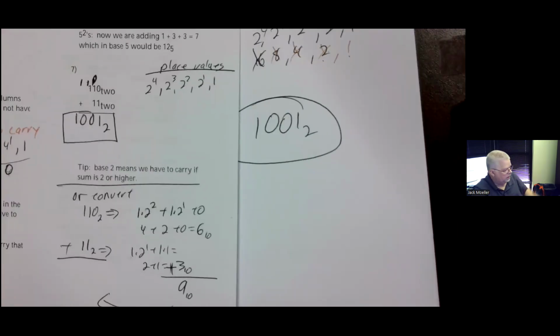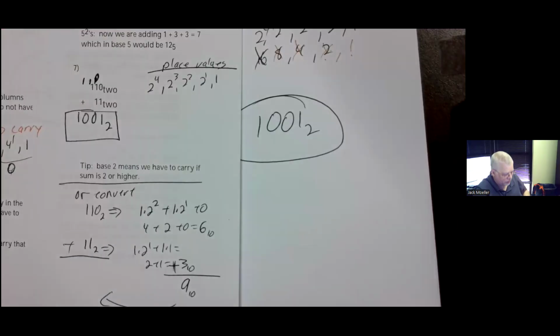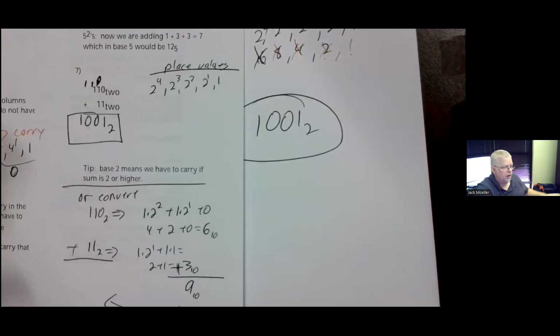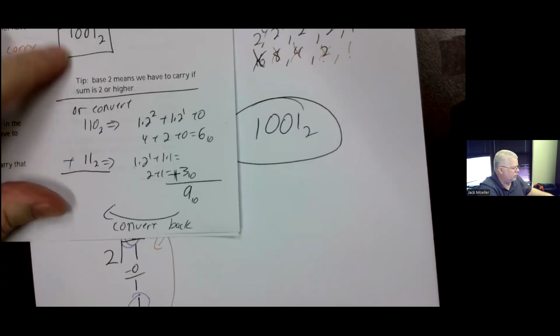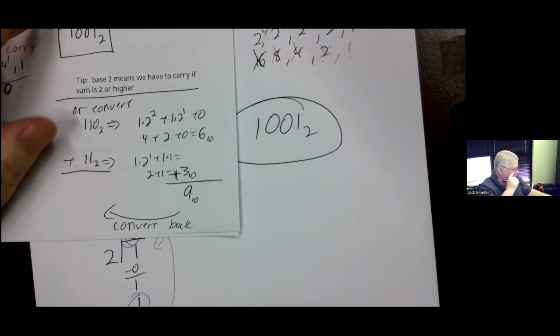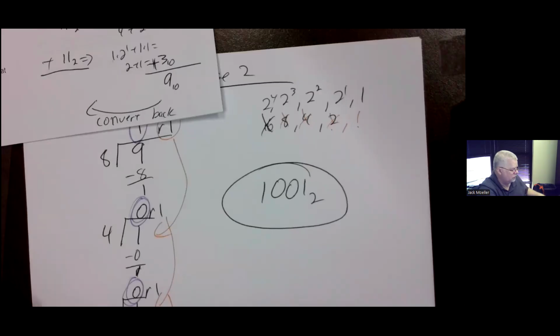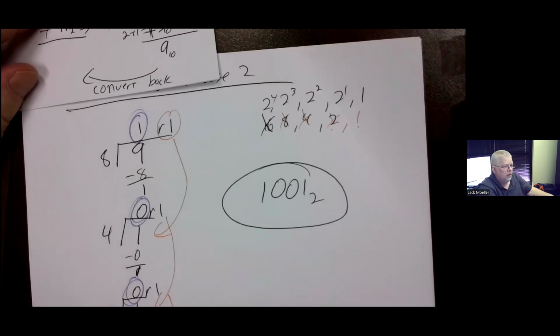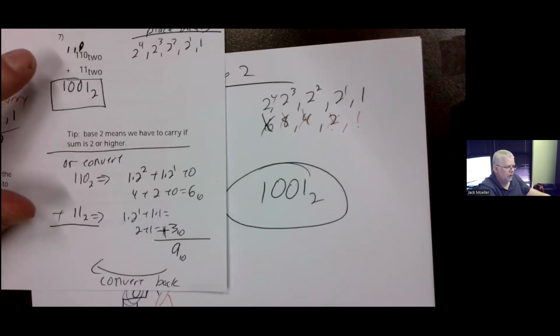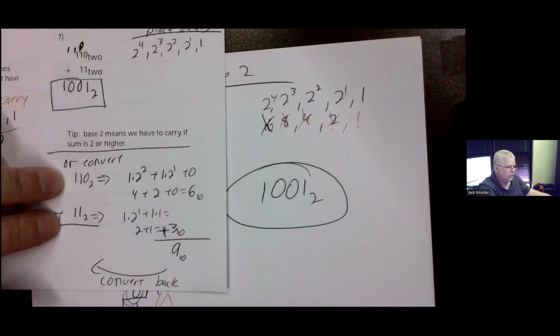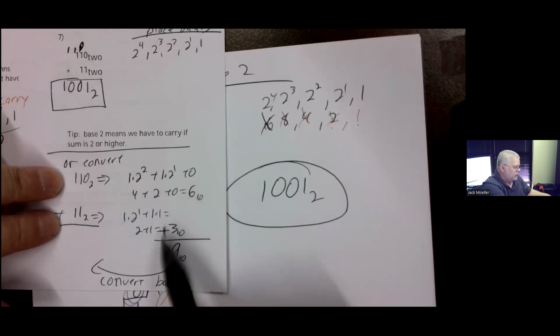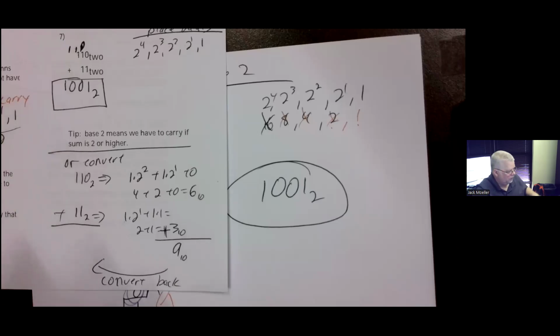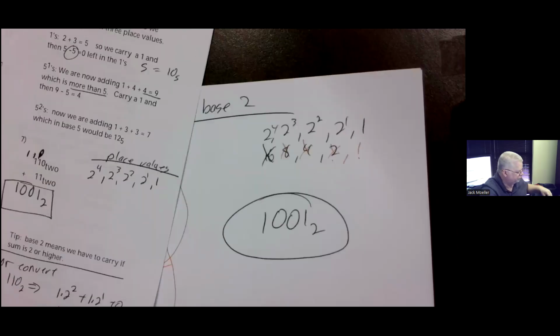So if the borrowing and carrying doesn't start to click for you, this is what you're going to have to do. This was a relatively short number because base 2 tends to have more divisions. But this is kind of what you have to do. You either have to borrow and carry in the base, or you have to convert both of those to base 10, do the add or subtract, and then once you have your answer, convert back. So I'm not going to do any more examples of that for these notes, but I just wanted to show one.